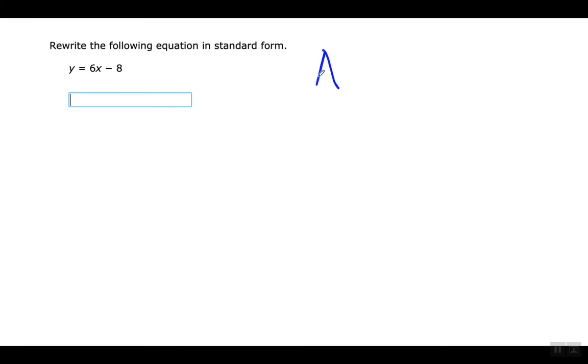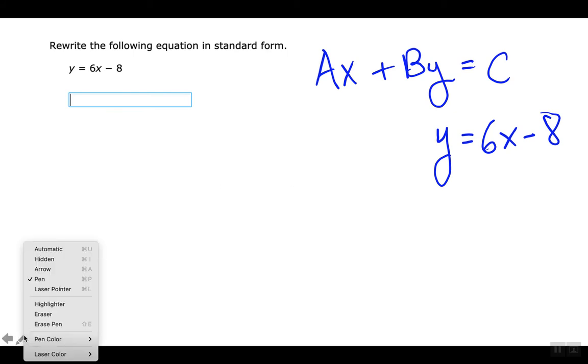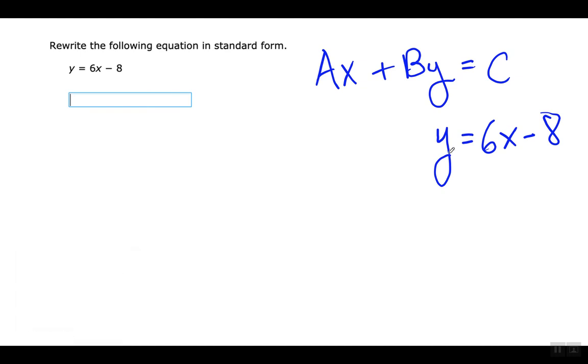Alright, so again, standard form is ax plus by equals c, and they're giving me y equals 6x minus 8. The a is positive, so I'm not going to move 6x. I'm going to leave it where it's at and instead move the negative 8 to the left and the y to the right. Okay, otra vez tengo el número al frente de x. La a es positivo 6. Como es positivo, no lo voy a mover.